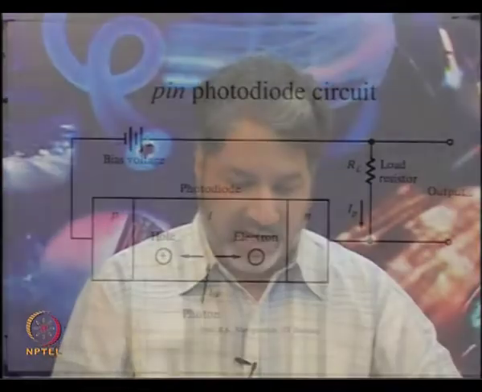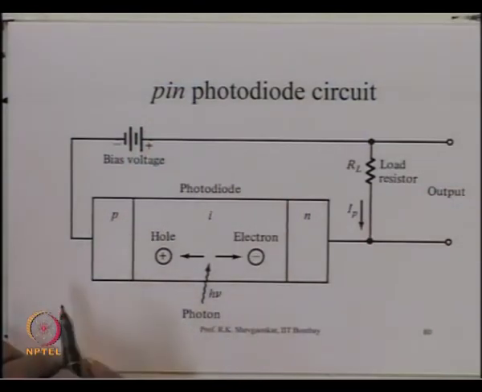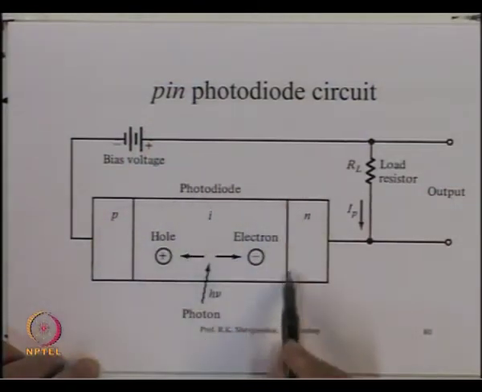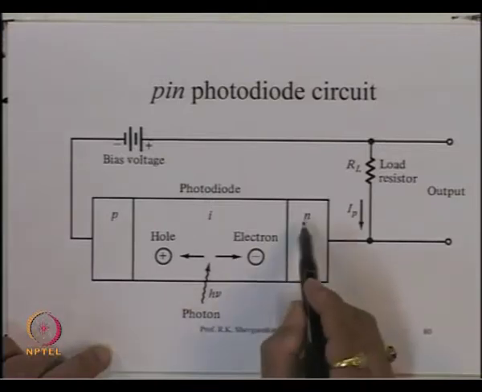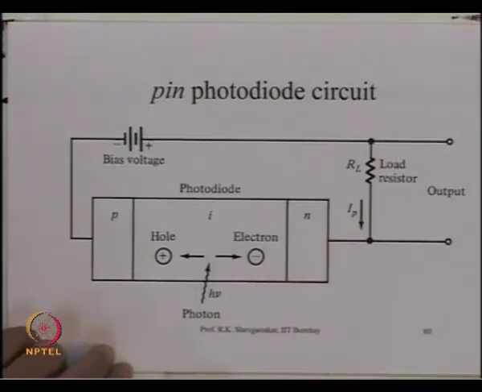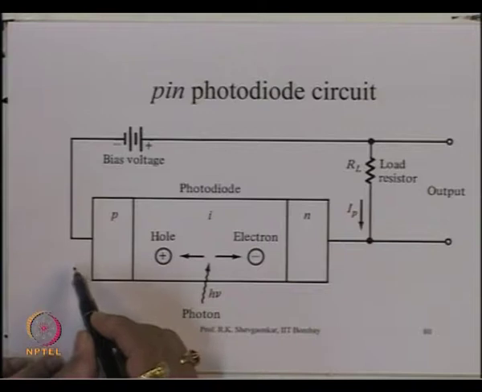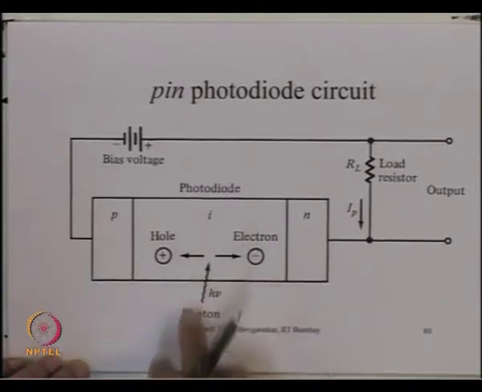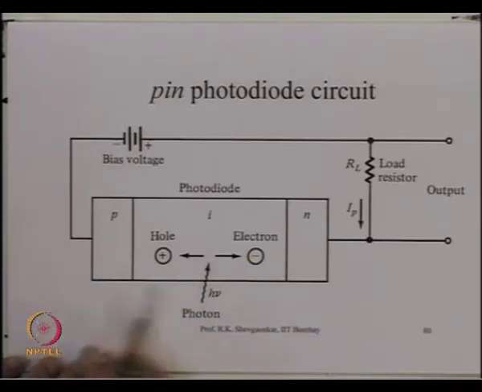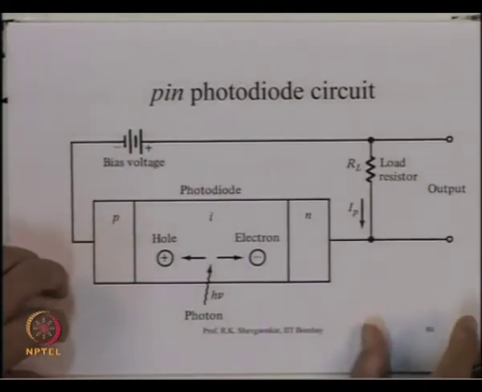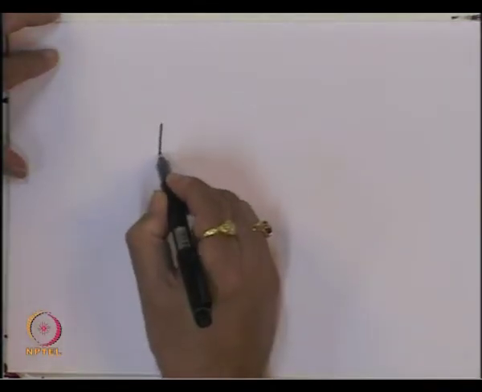So, we do not have a diode which is the simple PN diode, but we have a material which is P material, then we have an intrinsic layer in between, and then you are having N material here. And now the photon is incident from this side, not the way it is shown here. It is essentially incident from this side. So, this thickness should be very small. So, actual device should look something like this.